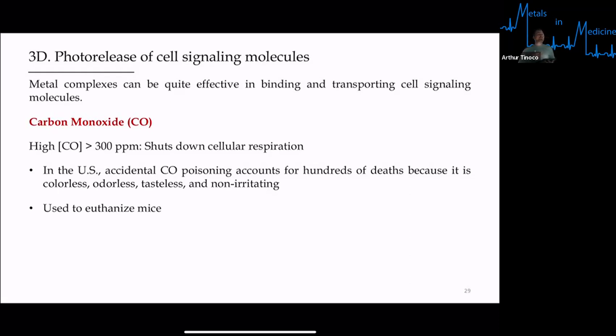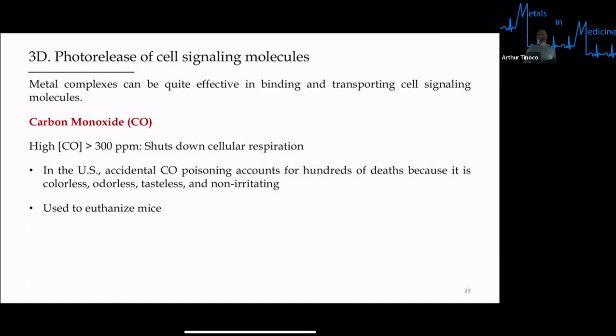All right, so let's look at another example. Photorelease of cell signaling molecules. And here we're looking at the carbonyl ligands. I mentioned to you, that's why I showed it previously. So metal complexes can be quite effective in binding and transporting cell signaling molecules, such as carbon monoxide. It's referred to as a carbonyl ligand when it's a ligand coordinated to a metal.